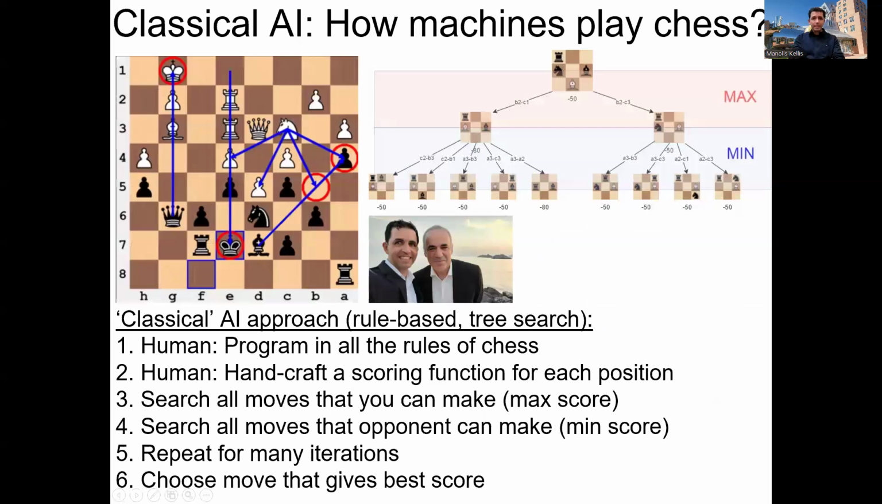With classical AI, the way that machines were learning how to play chess was that the human would program all of the rules of chess. The human would handcraft a scoring function for every position. And the machine would then search the moves that it can make for the white to maximize the score, then for the black to minimize the score, then for the white to maximize the score again, for the black to minimize the score. That's the minimax algorithm, which says at every step, I will choose the thing that maximizes my score, and my opponent will choose the thing that minimizes my score, and I will choose the thing that maximizes my score, and so on and so forth.